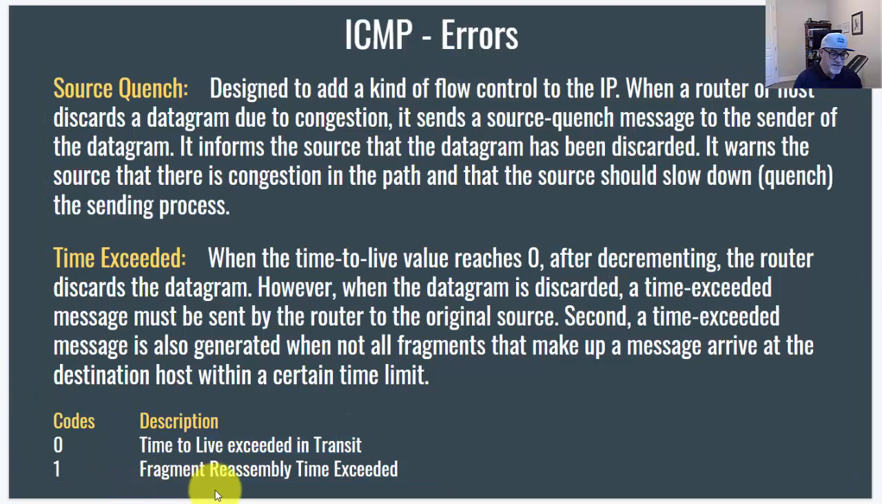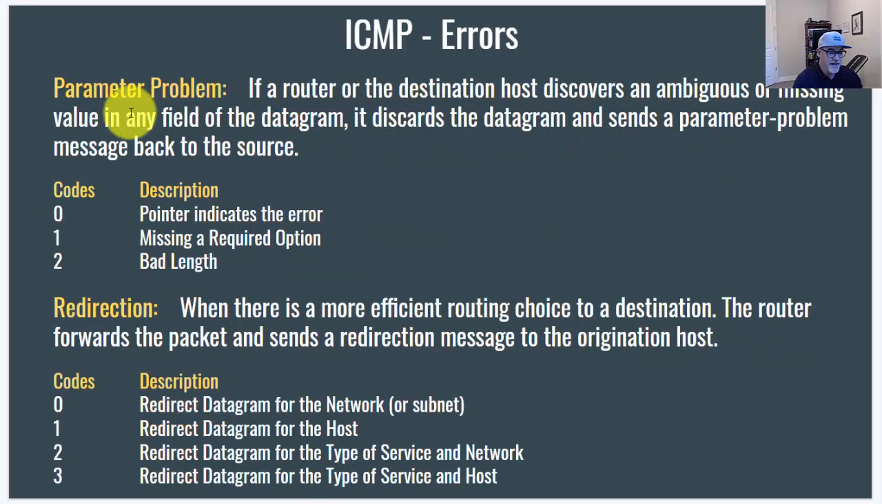And then fragment reassembly time exceeded. So if you have a packet that's too big and it needs to be fragmented, and if there's a problem putting those fragments back together, you would get this message, time exceeded, the fragment reassembly did not happen in time. Okay, and then you've also got the parameter problems. Let's say there's a problem with the packet. It would have one of these codes. And then a redirection if there was a redirection.